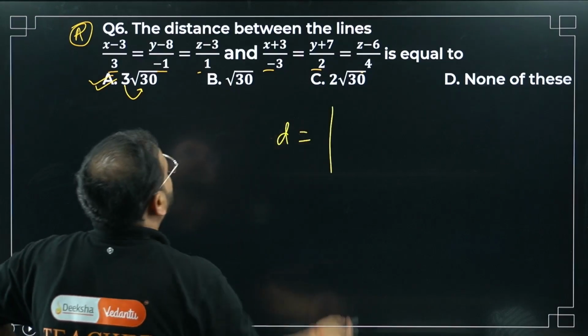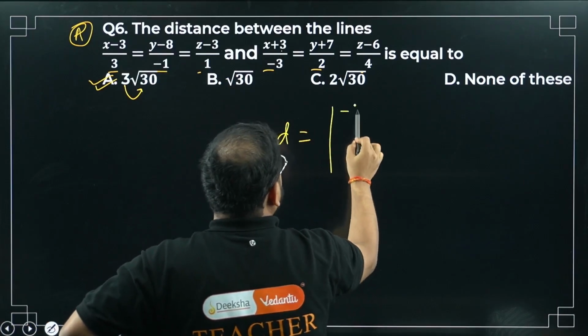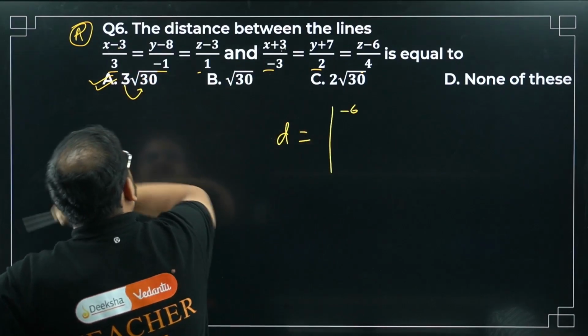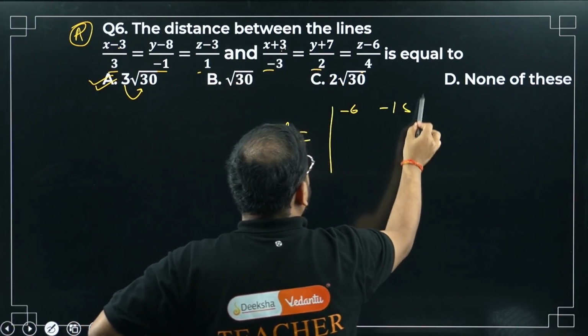So first will be what? Minus 3 minus of minus 3. So minus 3 is what? Minus 6. Here minus 3 is there, here only 3 is there. So minus 6. 7 minus 7 minus 8, minus 15.